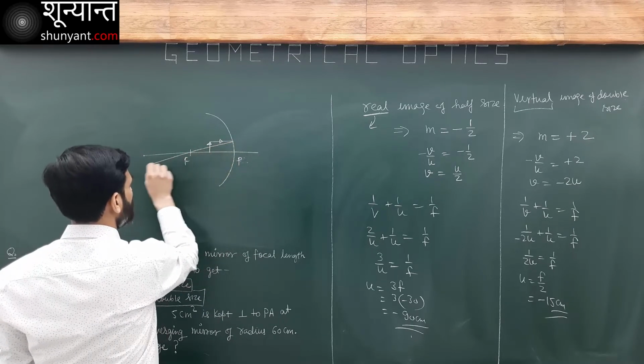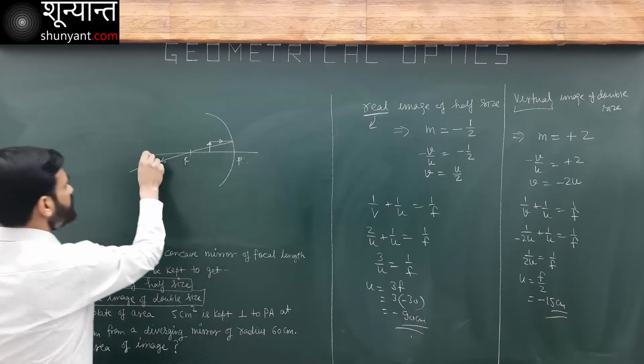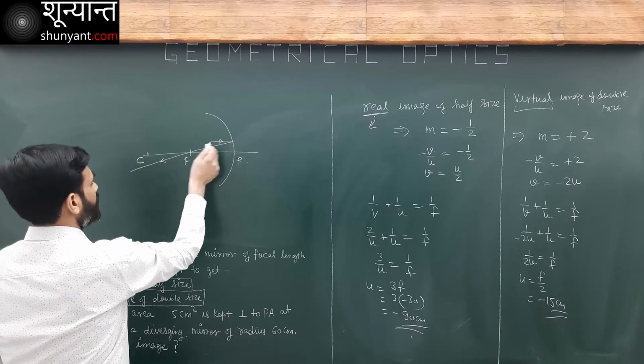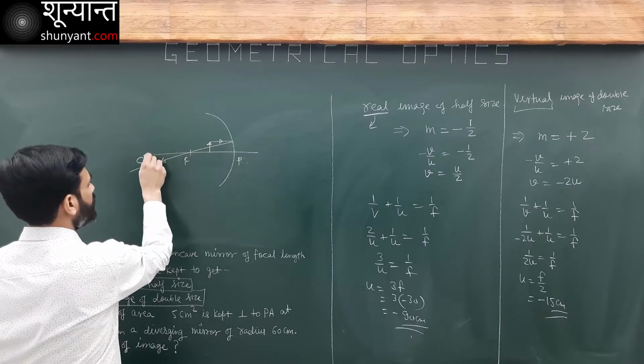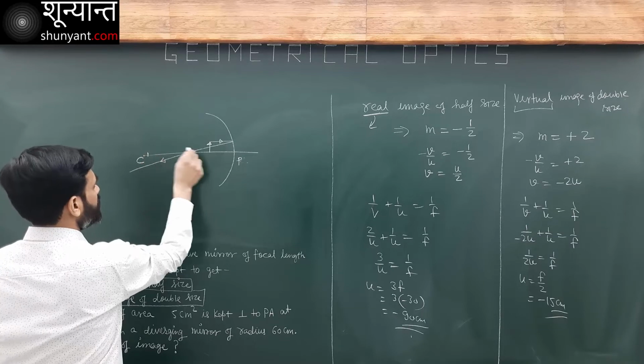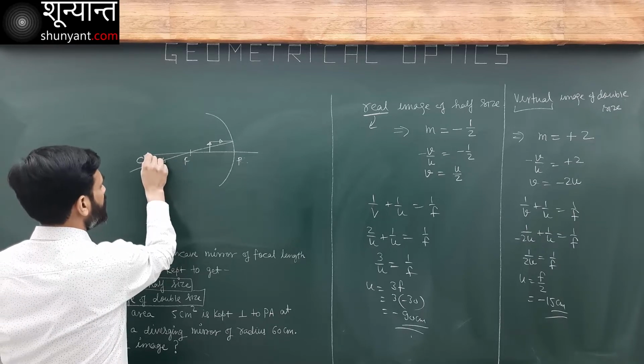This is the ray diagram. That's how it will be. This is my center somewhere. Okay, if I take, this is my reflected ray.